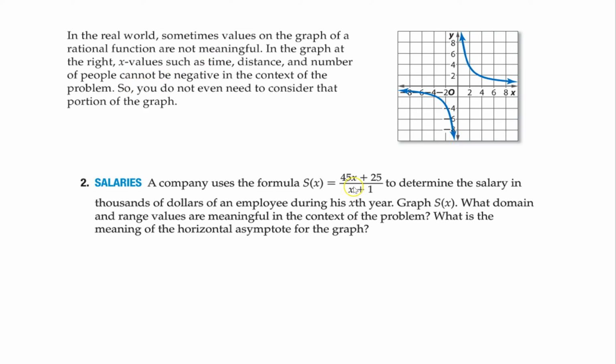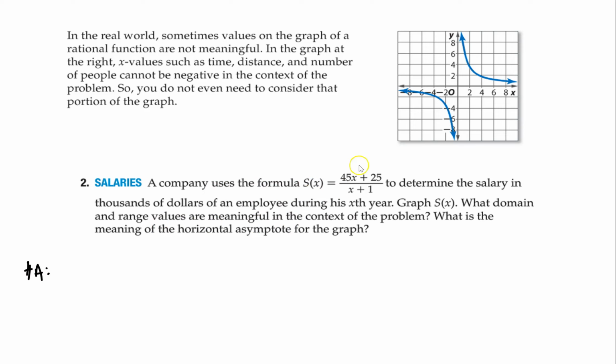A company uses the formula S of X equals 45X plus 25 over X plus 1 to determine the salary in thousands of dollars of an employee during this X year. So X is years. Graph S of X. What domain and range values are meaningful in the context of the problem? What does it mean to the horizontal asymptote in this graph? Right, so they want me to graph that. As always, let's do what we always do, horizontal asymptote.